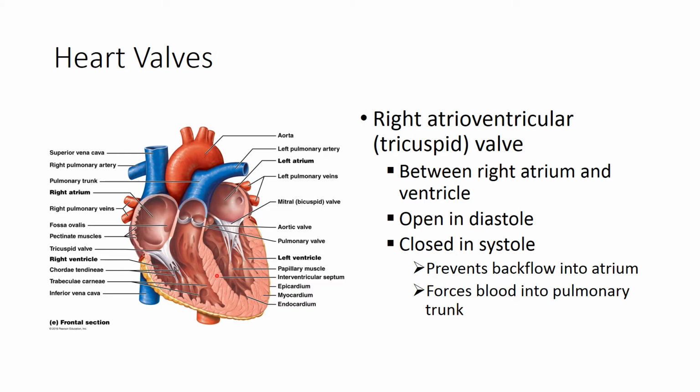When the ventricles contract or during systole, this valve will close. We do not want blood flowing back up into the right atrium. Okay, this would not be a very efficient system. So closing of the tricuspid valve is going to force blood in the direction we need it to go into the pulmonary trunk where it can then go to the lungs.